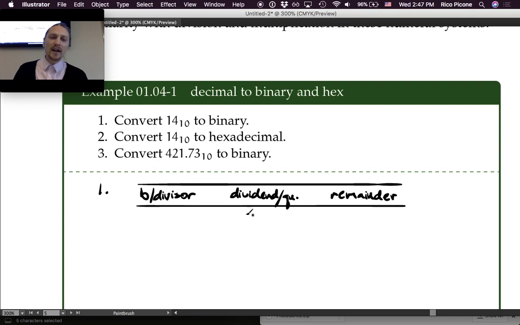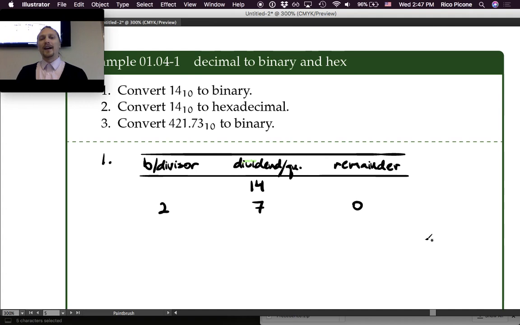So what we start out with is 14. Start with 14, and then we're going to divide it by 2. When you divide 14 by 2, you get 7. And what's the remainder? 0. No remainder. We're just going to keep doing this over and over again until we get to the bottom. And our binary number is going to be in the remainder column. As soon as you understand how to set this up, it's pretty easy to do, and it's fun.